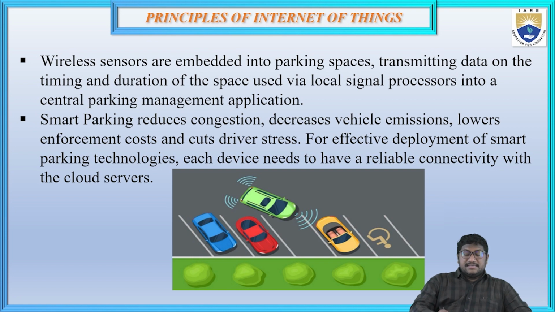Have a look here. This is the best example which shows you the smart parking system, which works with specific RFIDs embedded in that particular smart parking system. With the help of this, our parking systems are going to transmit the data, along with the time and the duration of the space, to the location signal processing, which is going to reduce the congestion, decrease the vehicle emissions, lower our enforcement cost, and also cut the driver stress.